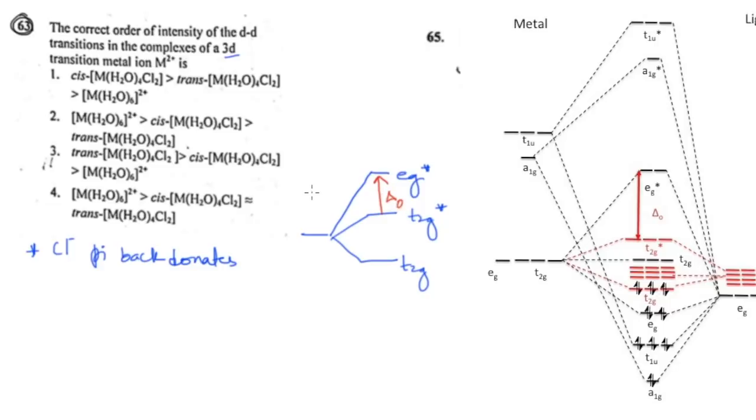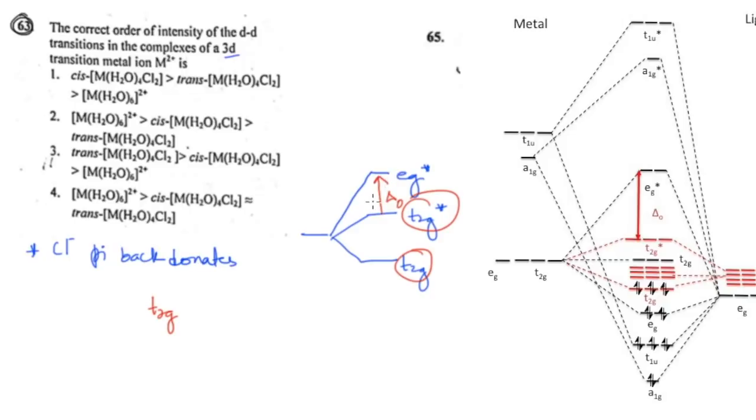Now what happens when chlorine pi donates? The chlorine ligand interacts with the T2g orbitals only. Why? Because T2g orbitals have pi character and eg orbitals have sigma character, because of how they are aligned. T2g orbitals are aligned in between the axes, and eg orbitals are aligned on the axes. So there is an interaction between the T2g orbitals and the chlorine filled p orbitals. That interaction changes the splitting between T2g and T2g*, so this energy difference changes, and that affects the intensity of the d-d transition.